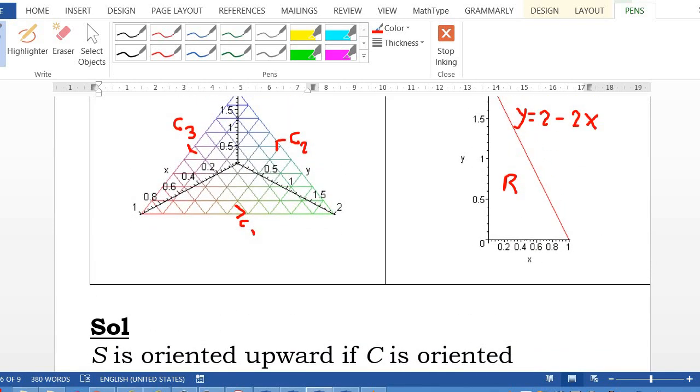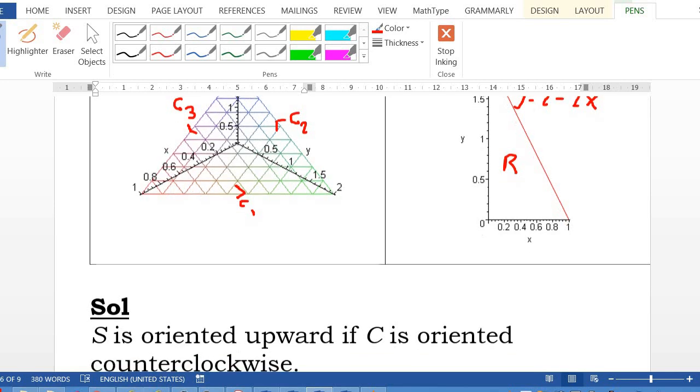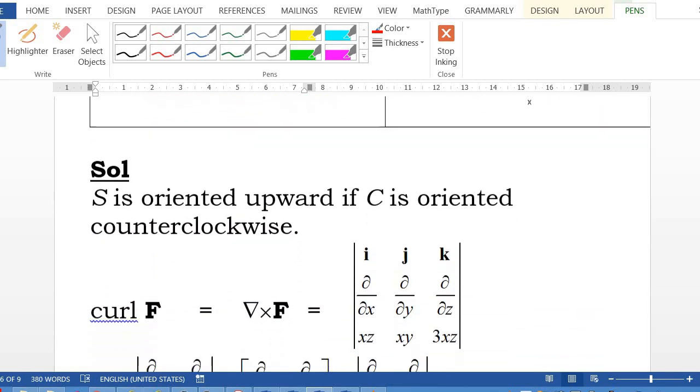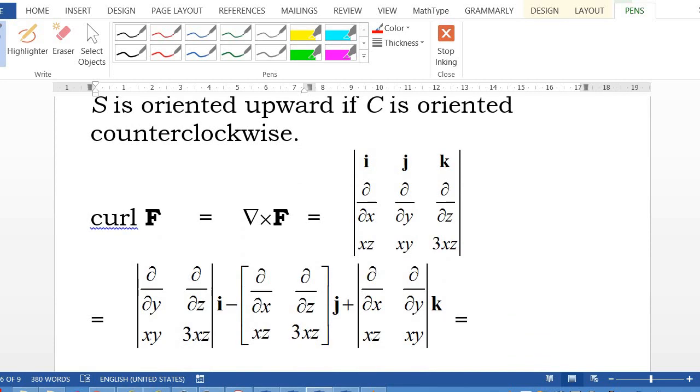Using the right thumb, because the curve C is anticlockwise, the direction of the curve is given by the other fingers. If the other fingers go anticlockwise, then your right thumb shows the direction of the unit vector, pointing up. So S is oriented upward if C is oriented counterclockwise. Then we find the curl of F.